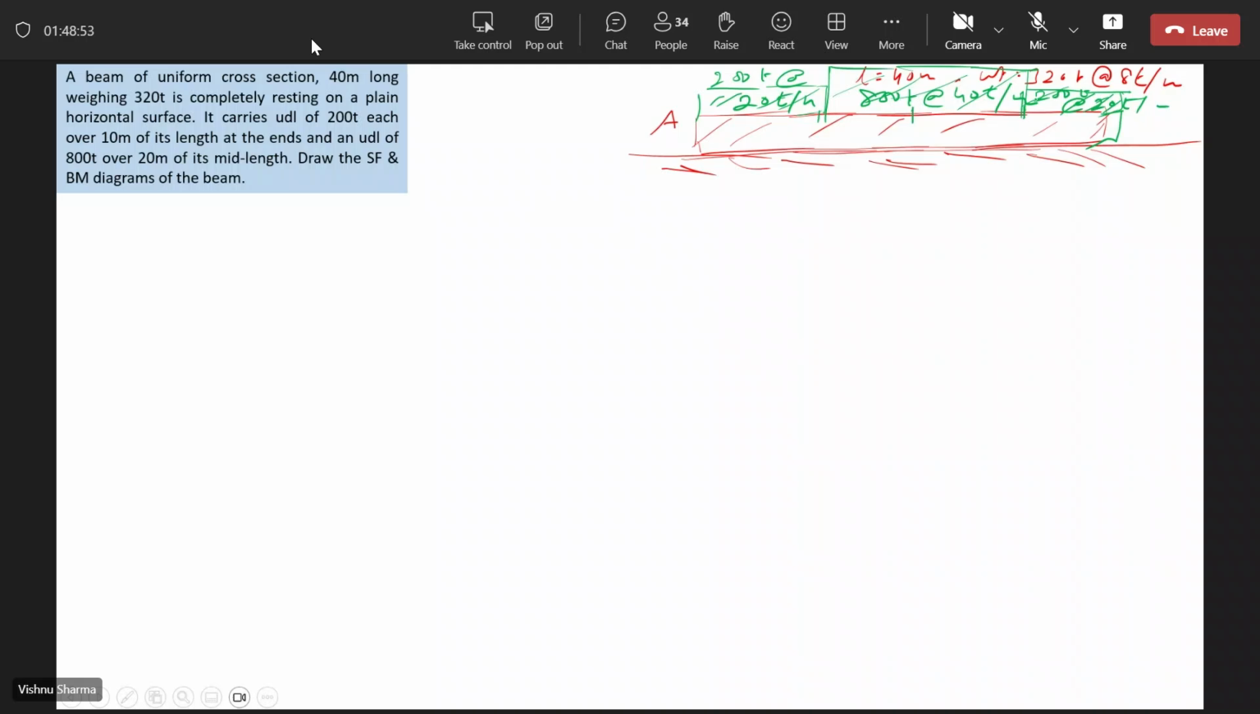Is this the diagram you made for the beam, guys? Yes or no? First tell me that. Yes, sir. Okay. Now, what is the total reaction? Beam is 320 tons, plus all this. What is the reaction? 1520 tons. Since it's resting completely, it will be uniformly acting over 40 meters. If we divide by 40, it is 38 tons per meter.